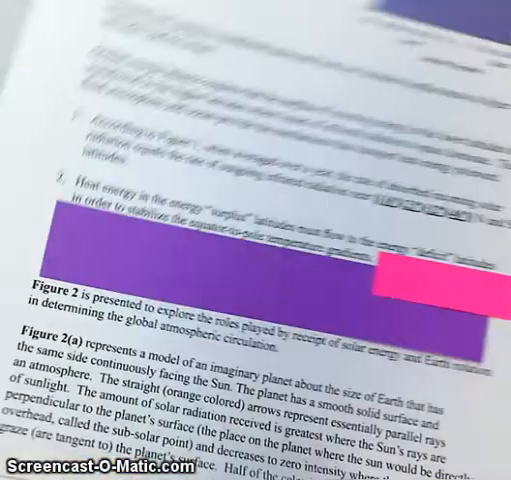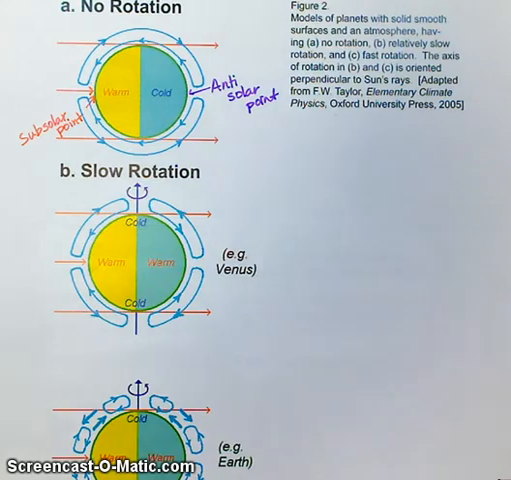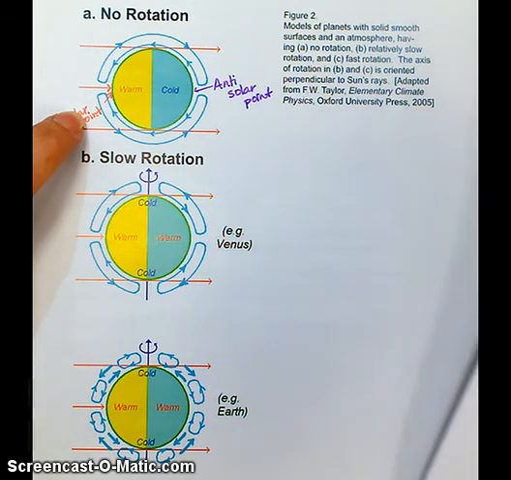We are down here where it says Figure 2 is presented to explore the roles played by the receipt of solar energy and the Earth's rotation in determining the global atmospheric circulation. And we have three scenarios. Okay, Figure 2A, I'm not going to read all of this word for word, but just kind of follow along. Figure 2A represents a model of an imaginary planet about the size of Earth that has the same side continuously facing the Sun. The planet has a smooth, solid surface and an atmosphere.